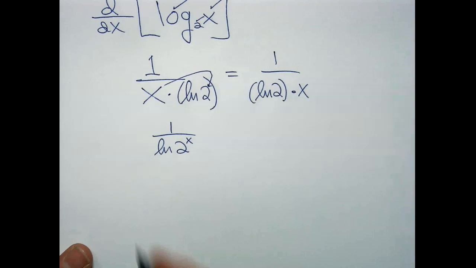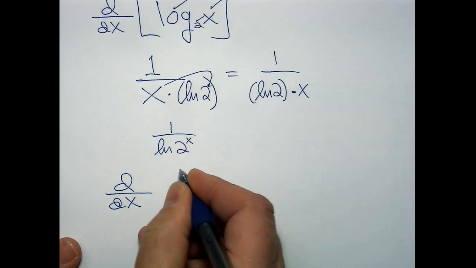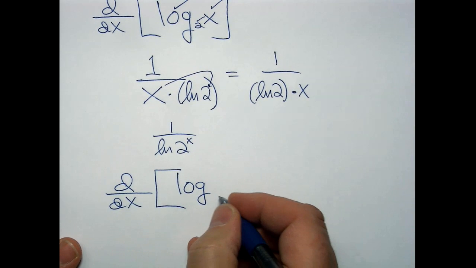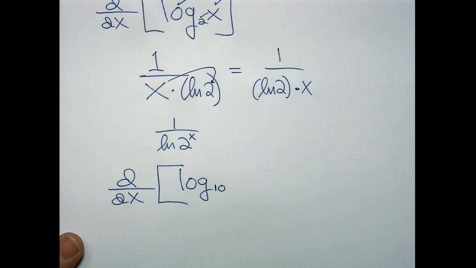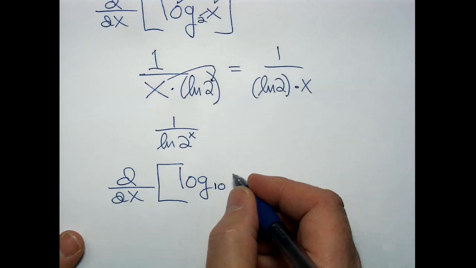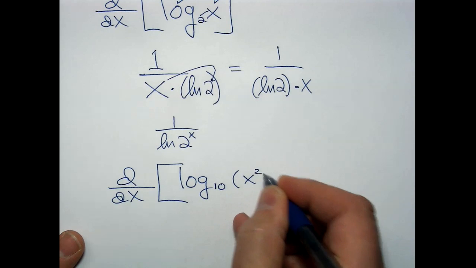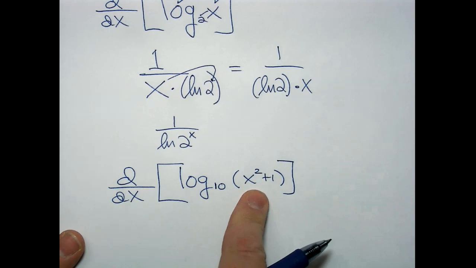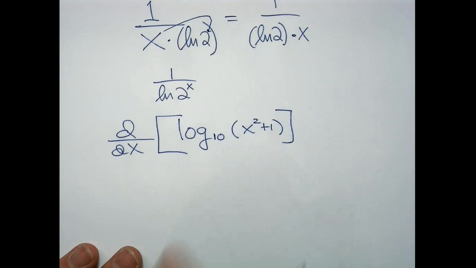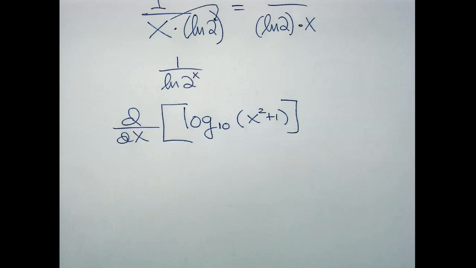So let's try another logarithmic derivative. Let's try log base 10. Derivative of log base 10 of, how about x squared plus 1? Now the first thing you really want to think about is if you have the ability to leverage the properties of the log, I would leverage them first. Remember, we can move exponents out front. Do that first. Remember, we can separate logarithms. Multiplication on the inside becomes addition on the outside. Division on the inside becomes subtraction on the outside.